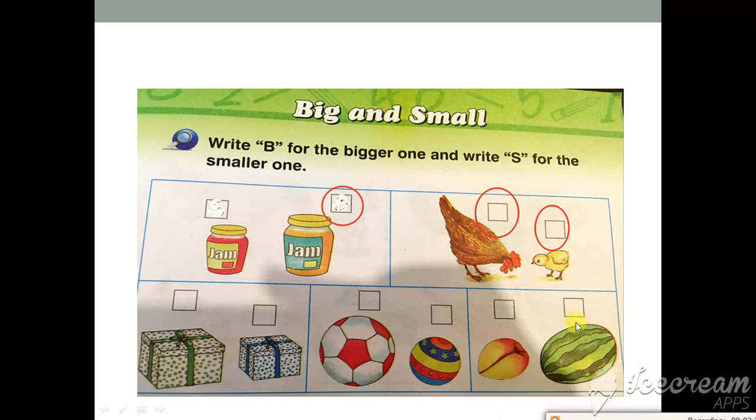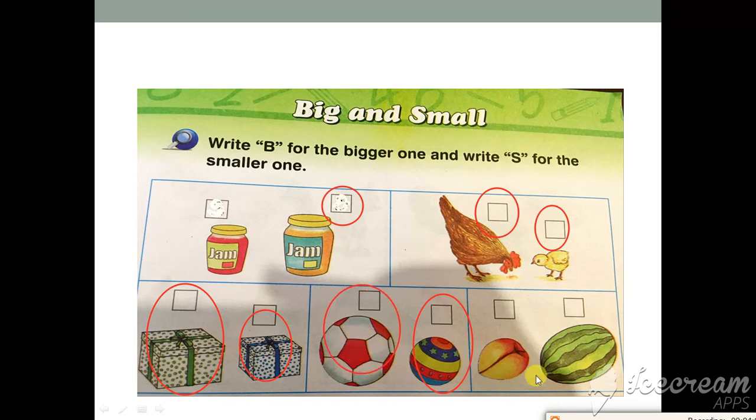Same as here, two gift boxes, you have to put B for the bigger one. This one is the bigger gift box and this is the smaller one. Here is another example of balls. B for the bigger one and S for the smaller one. Can you please differentiate which one is big and which one is small? Yes, this is small. So you have to write S in this box and B in that box.